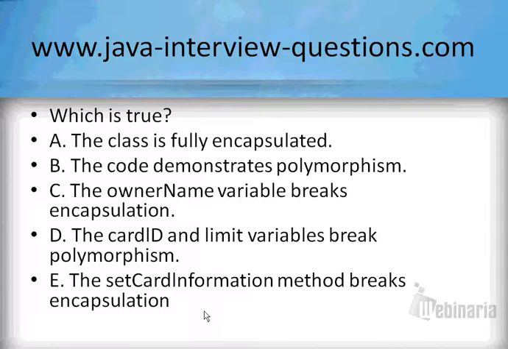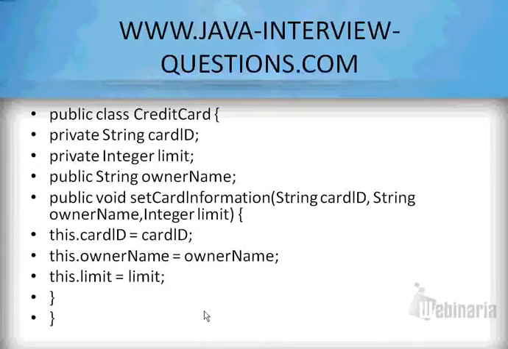So the first one is, the class is fully encapsulated. First of all, we need to know what encapsulation is and what the rules for encapsulation are. Encapsulation is wrapping up of data and methods in a single unit called a class, so that we prevent users from misuse by declaring the variables as private and the methods as public. The rules for encapsulation are that the instance variables should always be private.